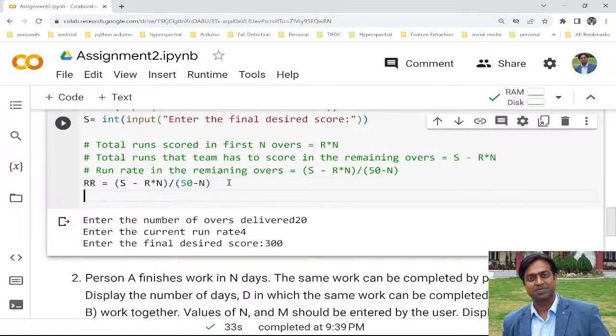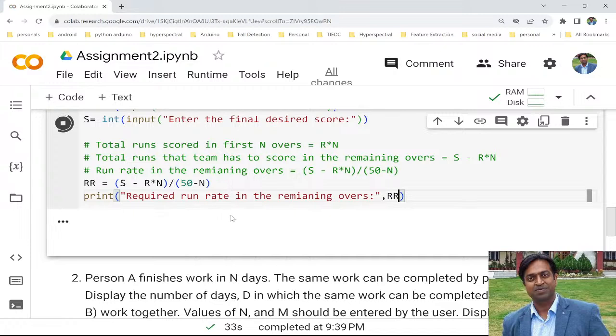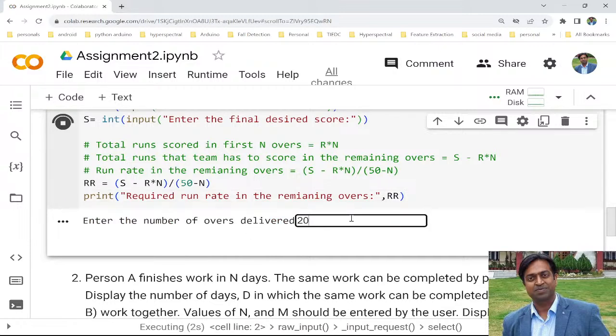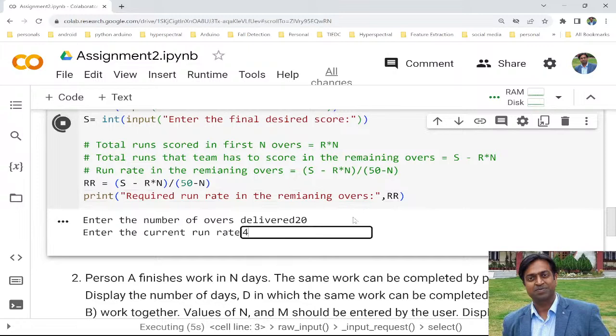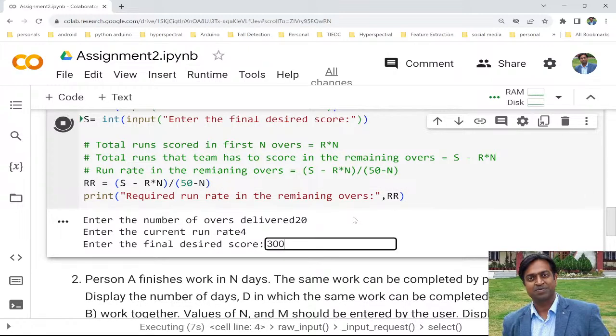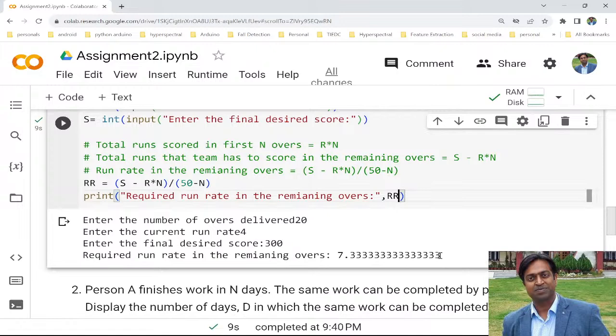Okay, now I also need to print this. Print required run rate in the remaining overs, and then RR. So 20 number of overs delivered, run rate 4 and desired score 300. You can see the answer that I am getting is 7.333 and so on.